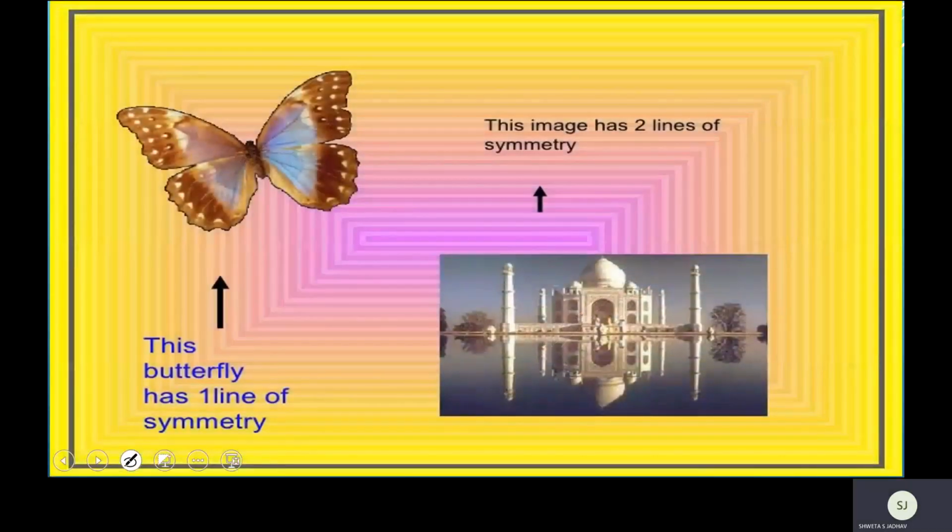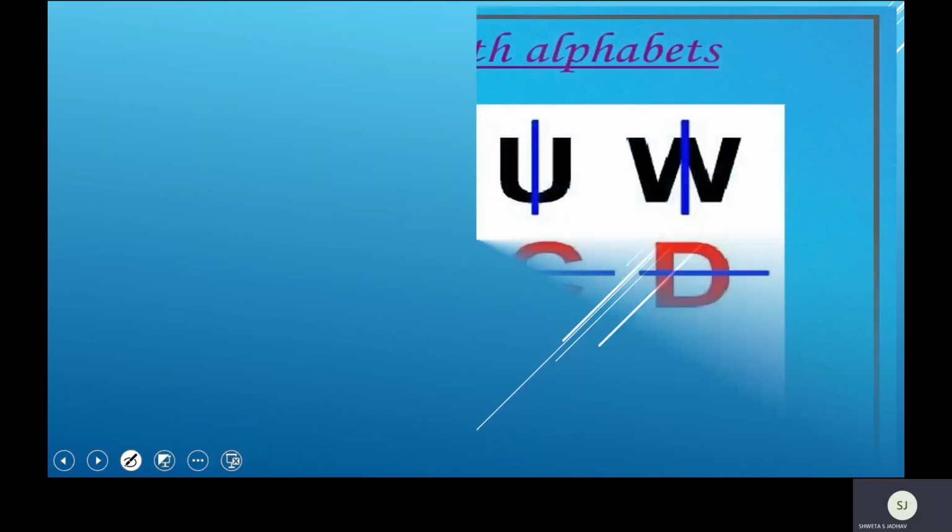This is also an example where you can see in this first figure, a butterfly has one line of symmetry. When you make a vertical line, you can find one line of symmetry. And in this example, the Taj Mahal, you can find two lines of symmetry here. One is vertical and exactly its mirror image you can see here. Here you can find two lines of symmetry. Like this, there are many more examples in nature also.